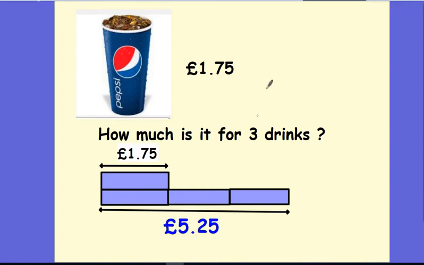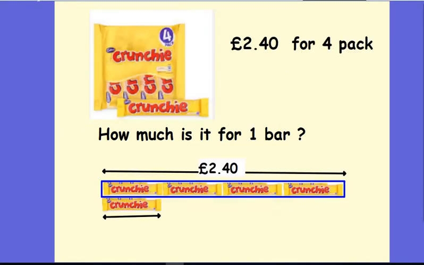Okay, hopefully you'll have done £1.75, multiplied that by 3, which will give you £5.25. So how about going the other way? I've got a 4-pack of Crunchy bars and they cost me £2.40. How much is it for 1 bar? Here's the bar model. 4 Crunchies was £2.40. How much is it for 1 Crunchy? Pause the video and write down your answer in your light blue book now, please.